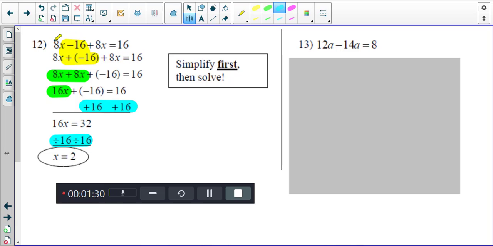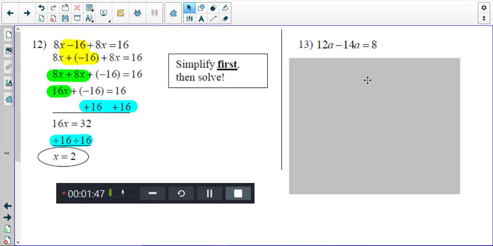So you would have to do 8 times 2 minus 16 plus 8 times 2, hit equals. Your calculator should give you 16. If it doesn't, then it means your solution is not correct. In this case, 2 is the correct solution, so you'll get 16.